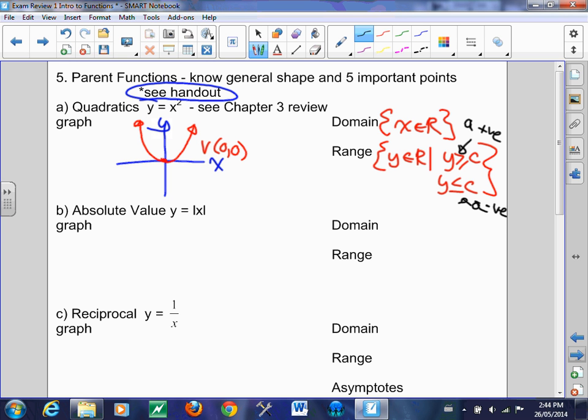Okay, so the range is dependent upon c, and that's one of your transformations that you should know. That's your vertical shift, or vertical translation. All right, absolute value parent function, ladies and gentlemen. Just trying to color code it the same. Got x and y. That's where you've got the v.